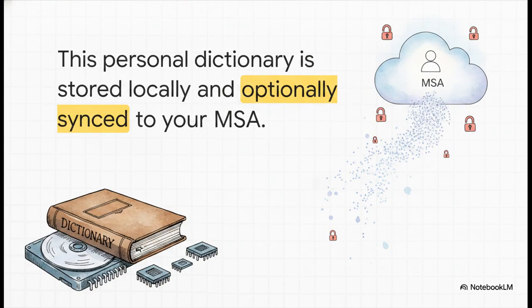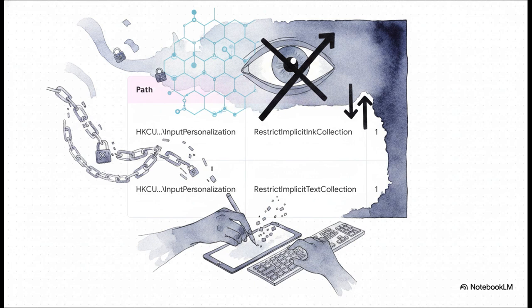The real problem here is the dual nature of this threat. This personal dictionary is stored locally on your machine, which might be fine on its own for basic autocorrect, but it's also optionally synced directly to your Microsoft account profile in the cloud. To shut this whole thing down completely, here are the 2 exact registry fixes you need to deploy. Under the HKCU\Software\Microsoft\InputPersonalization path, you need to set both RestrictImplicitInkCollection and RestrictImplicitTextCollection to 1. Both of these keys absolutely must be set to effectively stop Windows from logging your typing and inking habits.